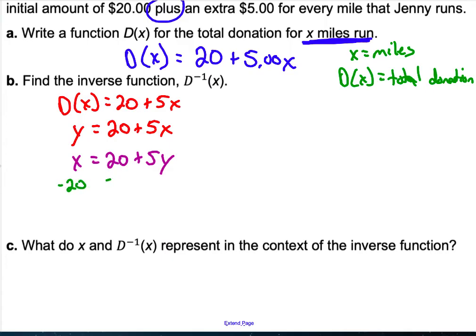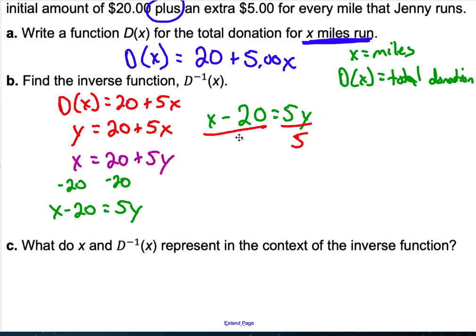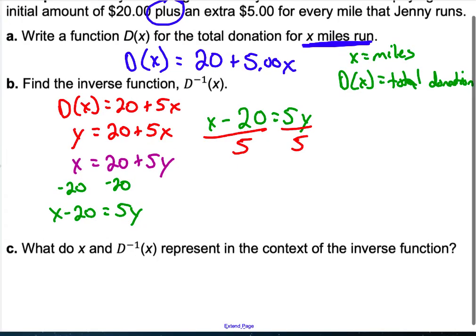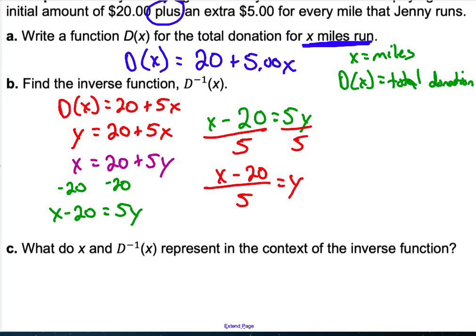So I'm going to subtract 20 from both sides and get x minus 20 is equal to 5y. I'm going to write that over here so I've got some room. Then I'm going to solve for y by dividing by 5. And here's where, particularly in the word problems, it's okay to leave it in two forms. We could either leave it as x minus 20 divided by 5 equals y, or you can go ahead and actually divide each of them by 5 and get 1/5 x minus 4 is equal to y. I'm okay with either one of those.